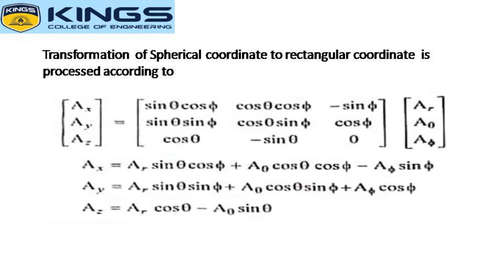Next one is the transformation of a spherical coordinate system to rectangular coordinate system, right? So the components ax, ay, az in terms of r, theta, phi. Therefore, ax is equal to ar sin theta cos phi plus a theta cos theta cos phi minus a phi sin phi, and ay vector is equal to ar sin theta sin phi plus a theta cos theta sin phi plus a phi cos phi, and az is equal to ar cos theta minus a theta sin theta.